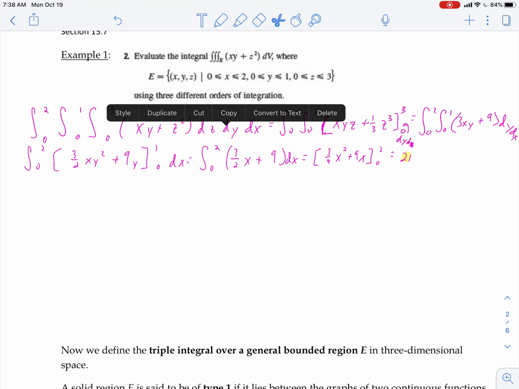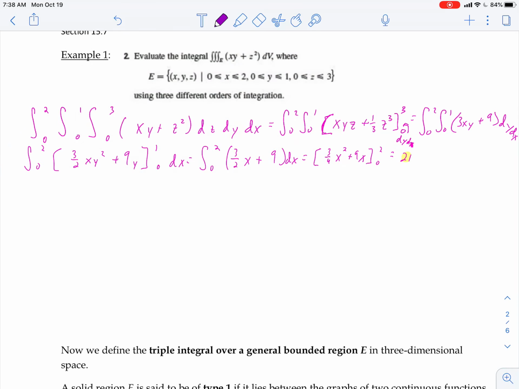All right, so I'm going to move all this up to give me some room. Now let's do this another method. Let's do 0 to 2, 0 to 3, and 0 to 1, xy plus z squared. So the inside's dy, dz, dx.